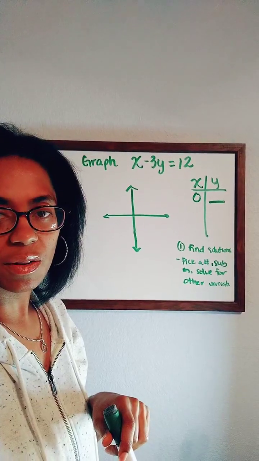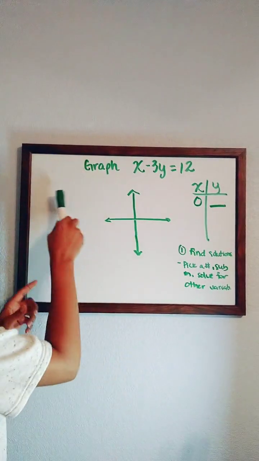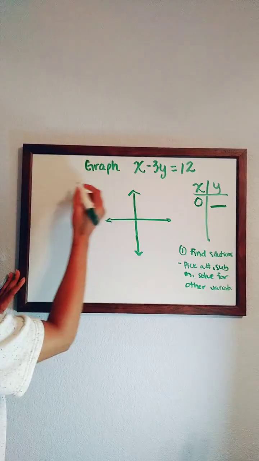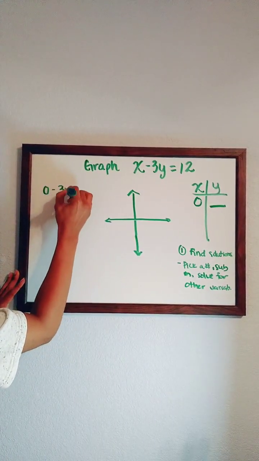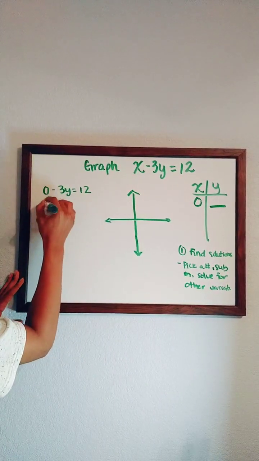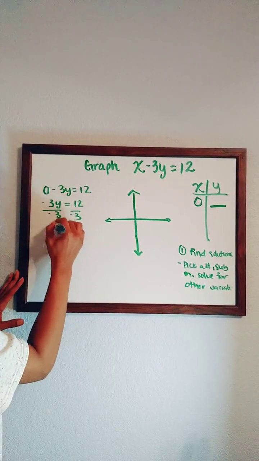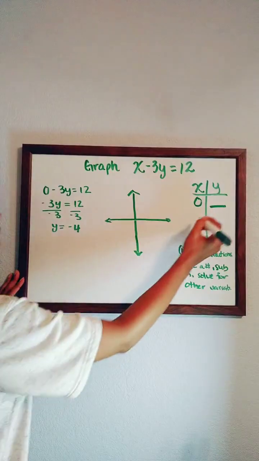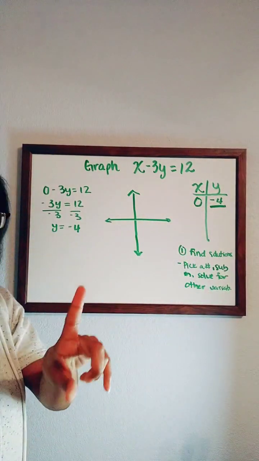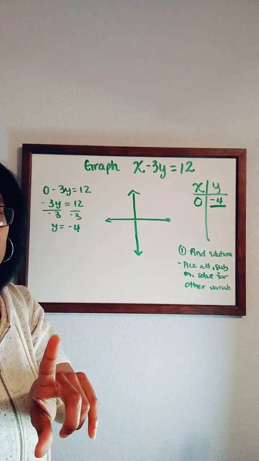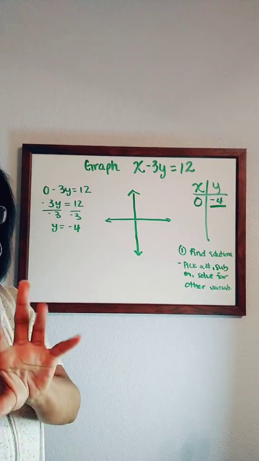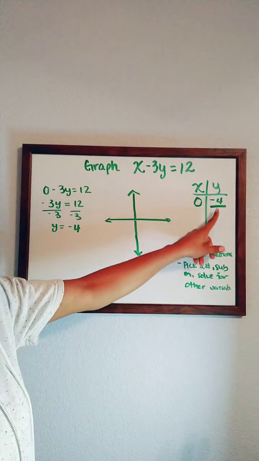0, -4. Very good. What we're going to do is substitute in 0 minus 3y is equal to 12. So -3y is equal to 12. Divide by -3, y is then equal to -4. So I have a -4, that's 1 point. I only need 2 of them. Yes, the y-intercept is -4. I only need 2 points. So I got 0, -4.